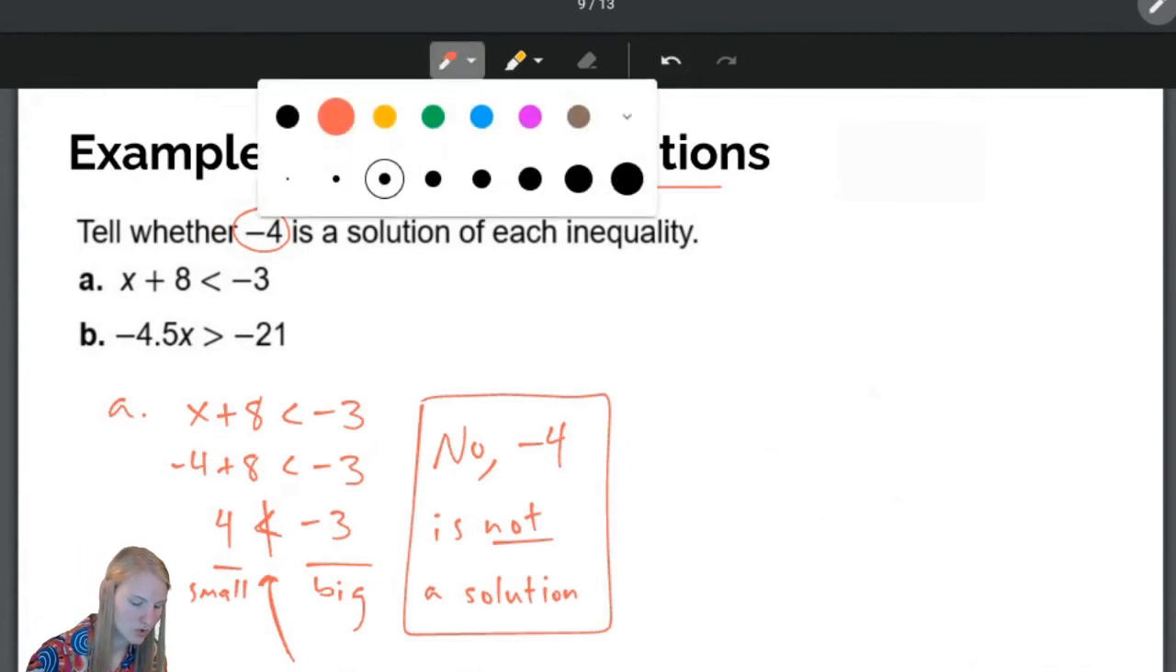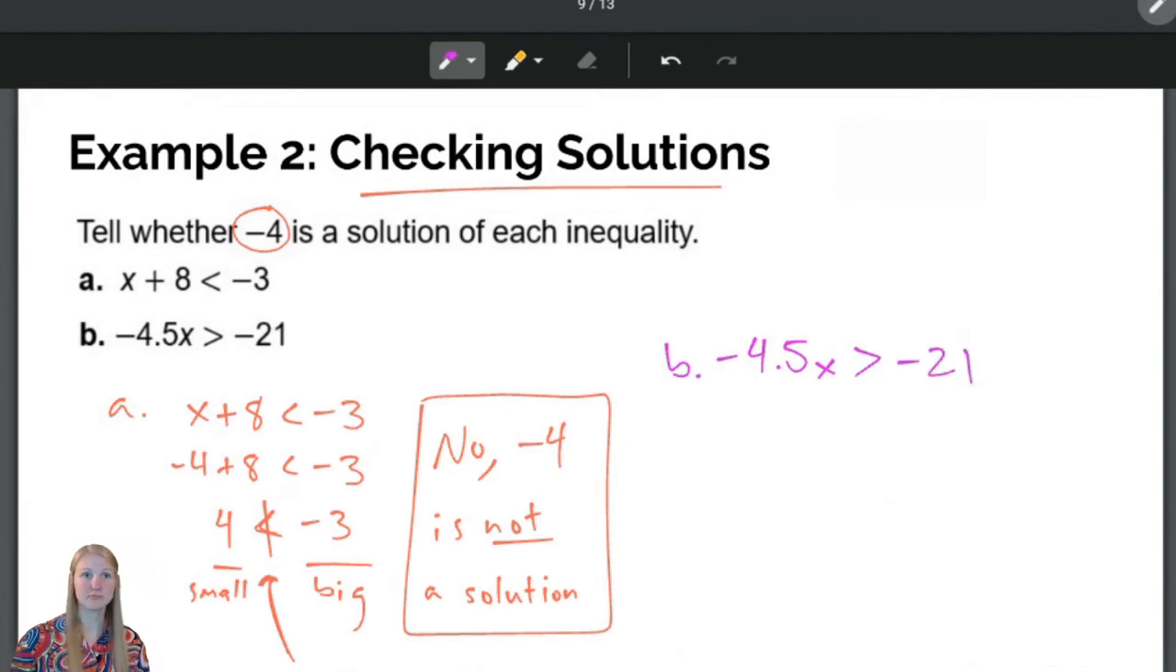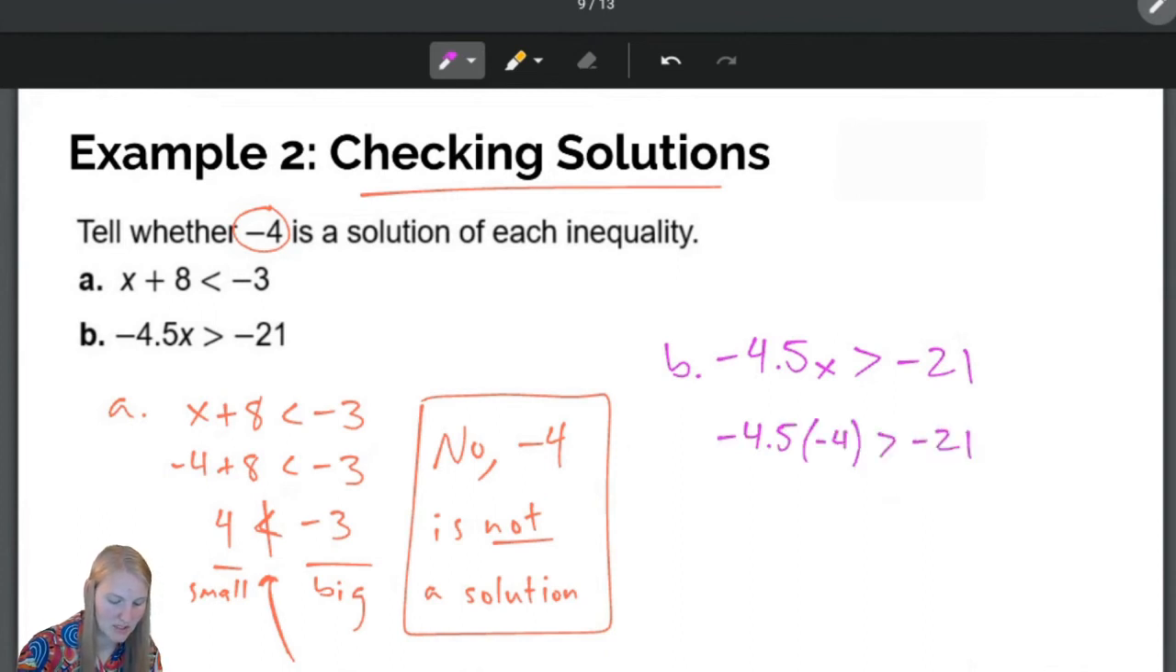Okay, let's change colors and let's do B. B says -4.5x is greater than -21. True? I don't know. Is -4 a solution to this? I don't know. Let's find out by making x -4. And remember, the parentheses means I'm multiplying these two things together.